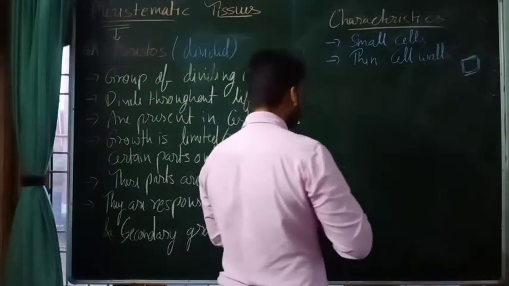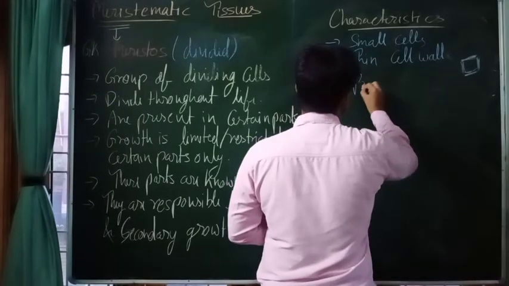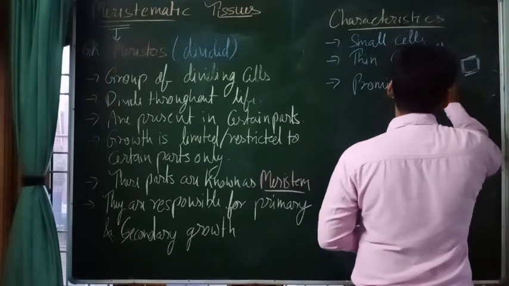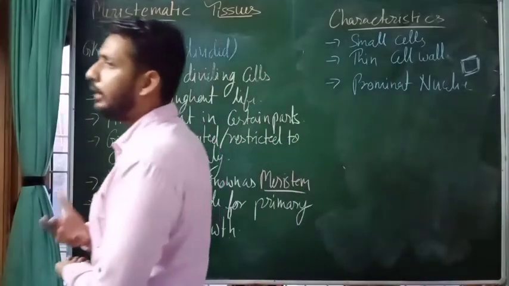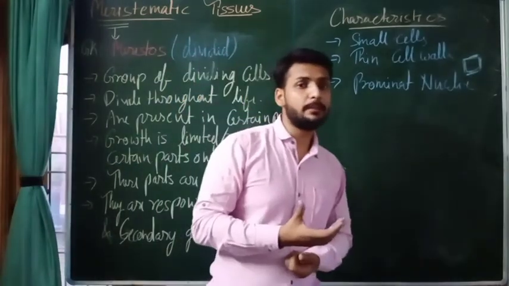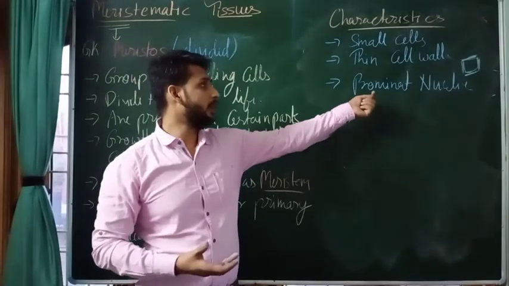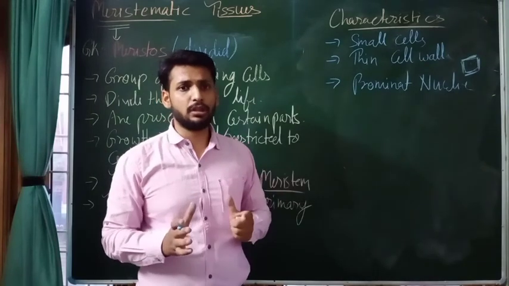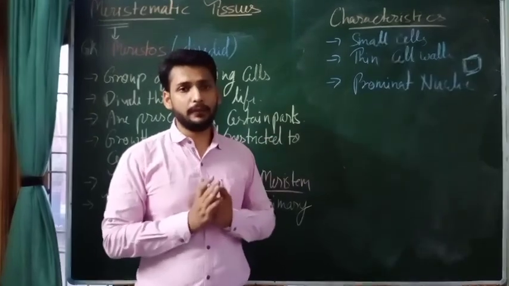Next, you can see prominent nuclei, or prominent nucleus. The nucleus is large in shape, and the nucleus is responsible for the division. Mainly, the nucleus is very important for cell division. So here it is prominent in shape, it is large, and it is centrally located and helps in the division of the cell. Got it?